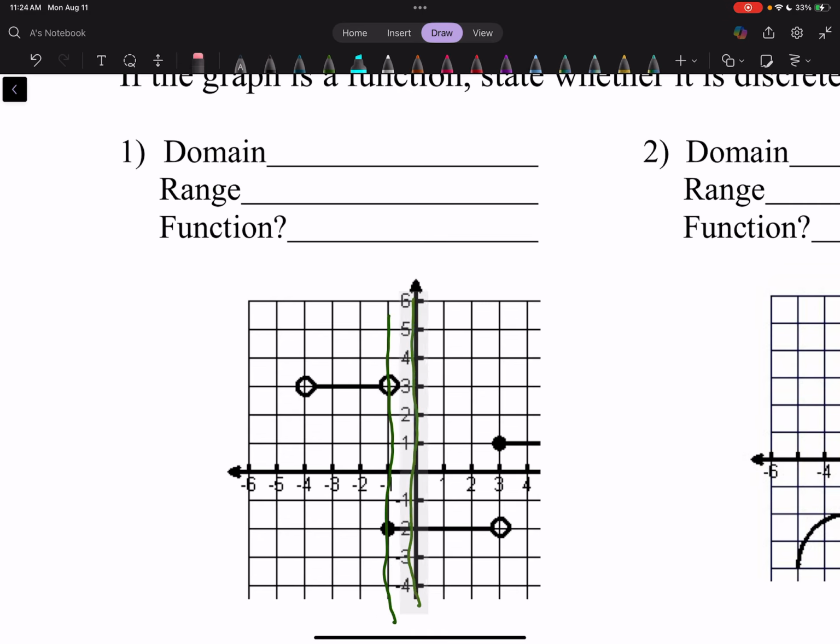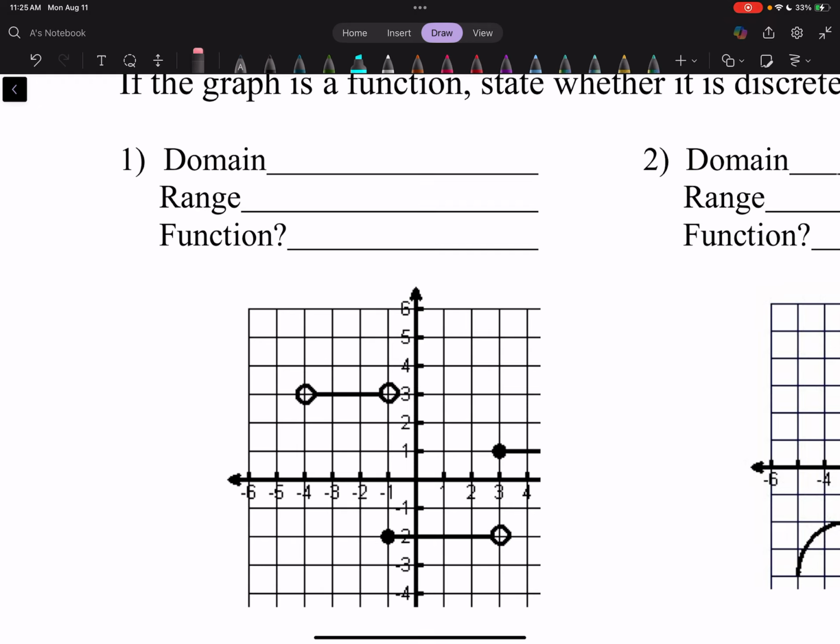So -4, I'm going to keep going. Same occasion here, only the top circle is closed, the bottom is open, and it keeps going indefinitely to the right because this is supposed to be an arrow. All right. My domain then is not including -4, open parenthesis, -4 to infinity. It's going to keep going to the right and parenthesis.